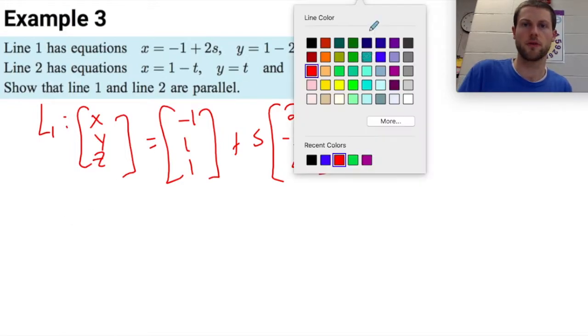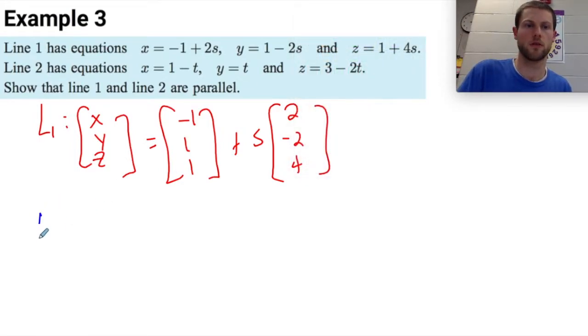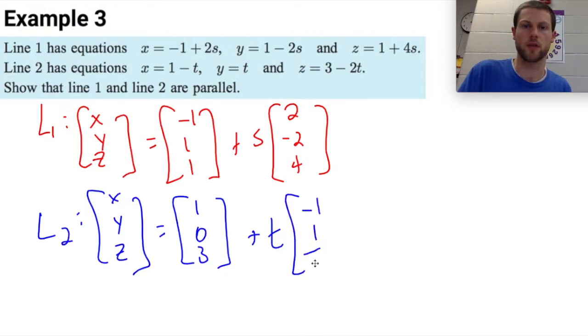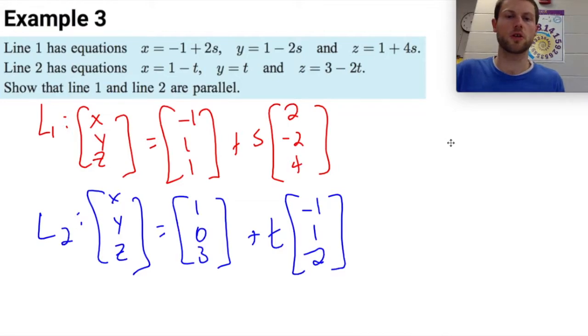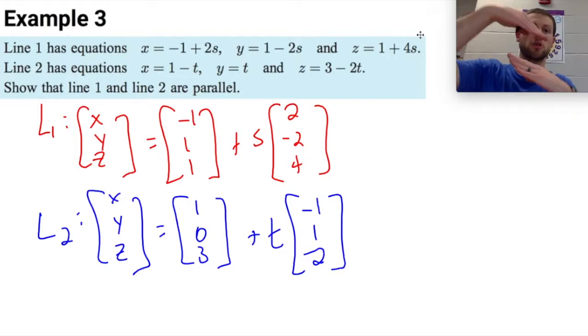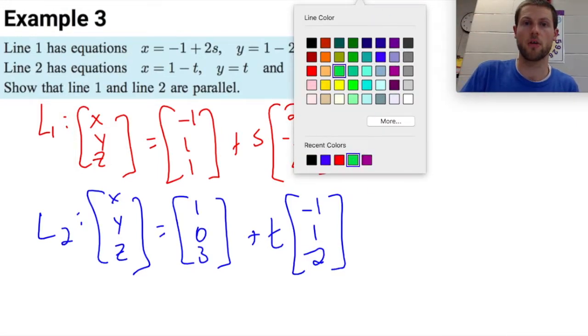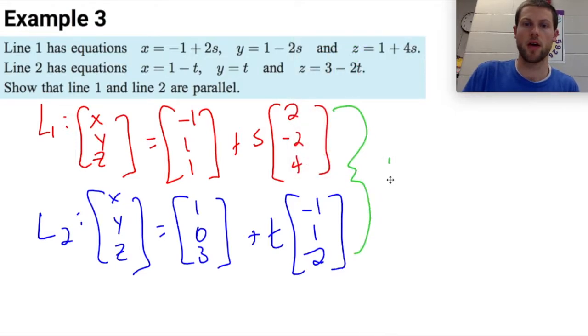And then for line 2, this is given as the position vector (x, y, z) equals the initial position (1, 0, 3) plus t times (-1, 1, -2). Now if I want to show that these lines are parallel, all I actually need to show is that they're moving in the same direction. Another way of saying that is that the direction vectors are parallel. So I need to look at the direction vectors.